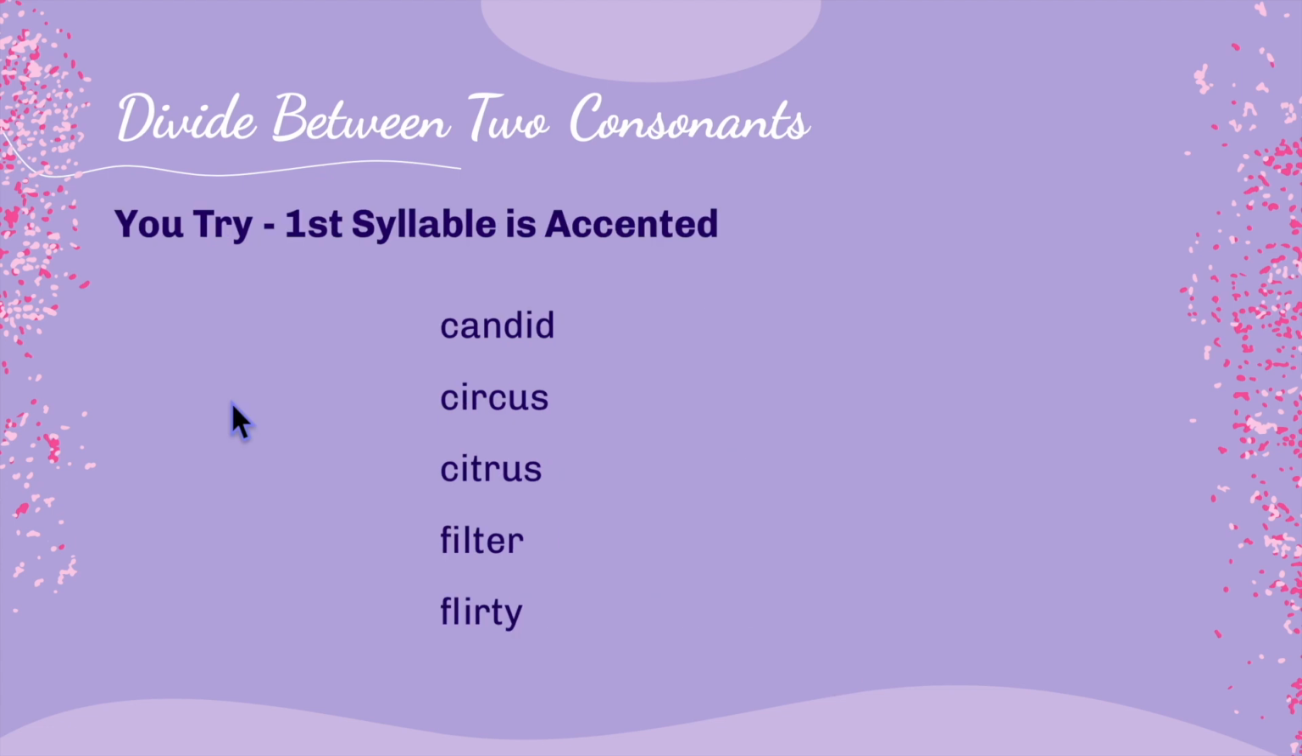I want you to try these words. Find the two consonants, split between them. Here we have candid. C followed by an I is going to have a soft sound of S. An IR says ur, so circus. Citrus. Filter. ER says ur. IR says ur, flirty. Notice again, the Y has the long E sound because it's in an unaccented syllable at the end of the word.